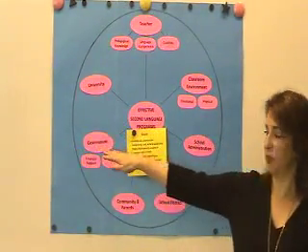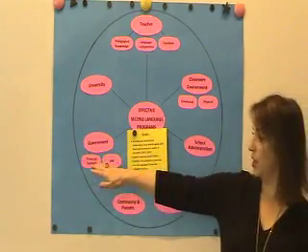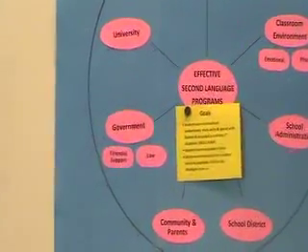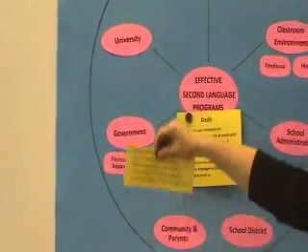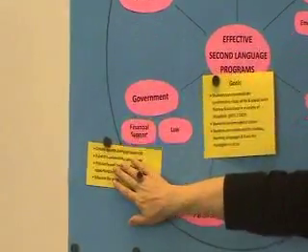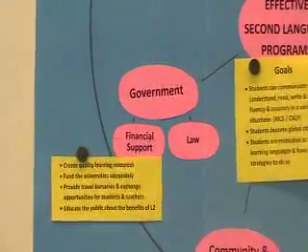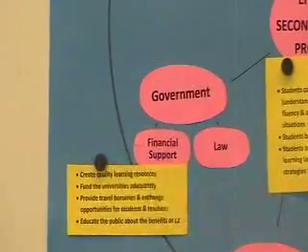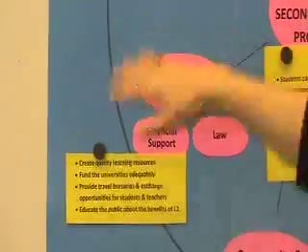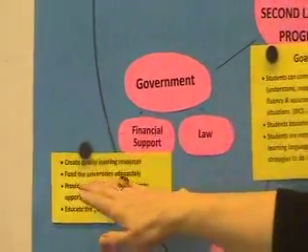Let's look at the first system, the government. The government's responsibilities can be divided into two areas: financial support and laws. The government is responsible for creating quality learning resources. And the government has to fund the universities adequately. And here we can see that all the different systems are interrelated, because the university, of course, is dependent on the government for money.